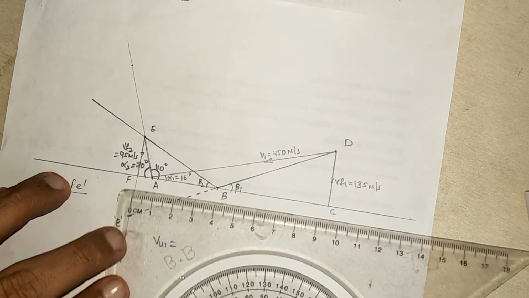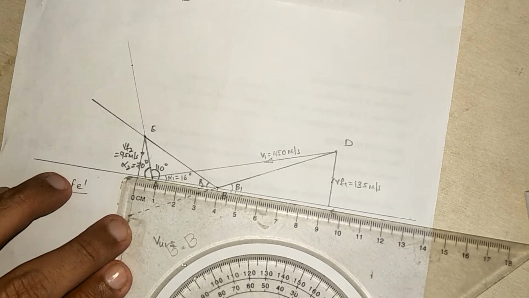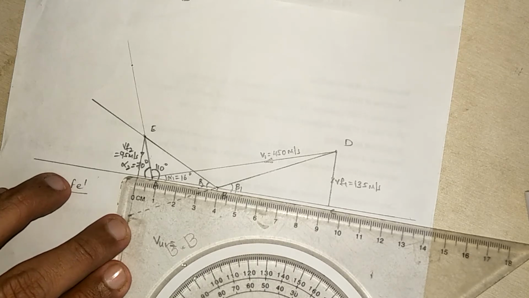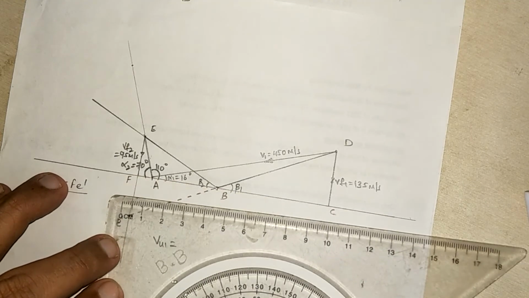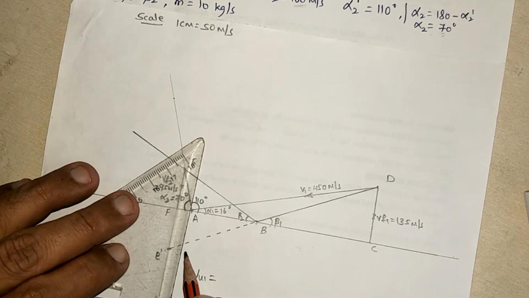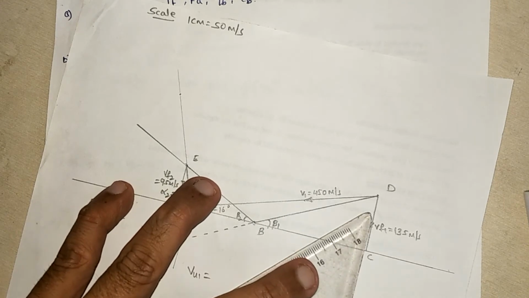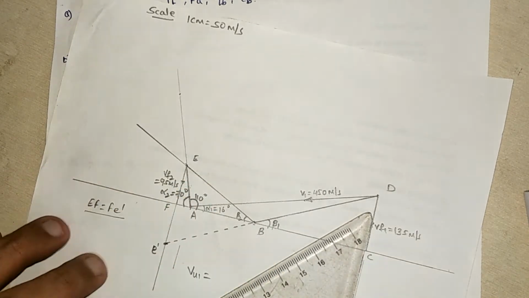And what is the value of VU2? FA is nothing but VU2. This is 7 mm, or 0.7 centimeters, as you can see here. So 0.7 into 50, you will get 35 meters per second. Now please locate all these values on the velocity triangle. Measure and multiply with the scale, that's all.